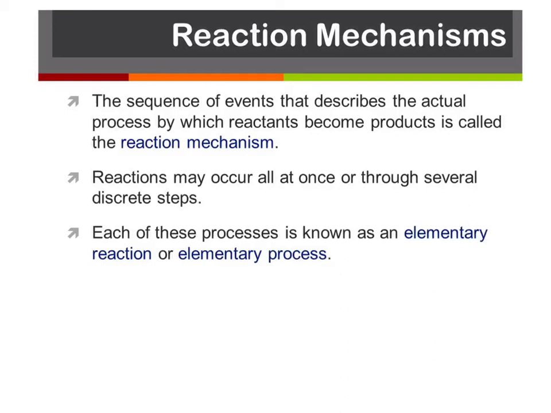We saw reaction mechanisms in organic chemistry. We need to revisit this subject now and talk about reaction mechanisms in terms of rate laws. We know that a reaction mechanism is a sequence of events that describes the actual process by which reactants become products. This could occur all at once through one step, or could occur through several discrete steps. Each of these steps is known as an elementary reaction or an elementary process.